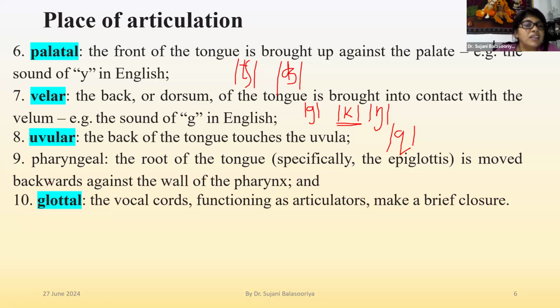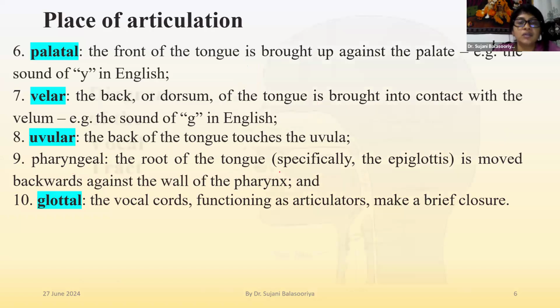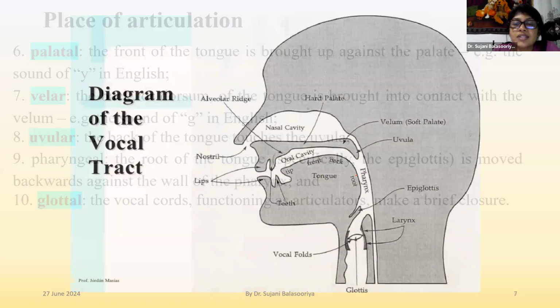And the number 9, pharyngeal. I think I forgot to highlight this one, right? This should also be highlighted. Pharyngeal consonants, that is number 9. Usually that is also not available in the languages we are using. Here the root of the tongue is moved backwards against the wall of the pharynx, right? The root of the tongue, you know, here. This is the root part.